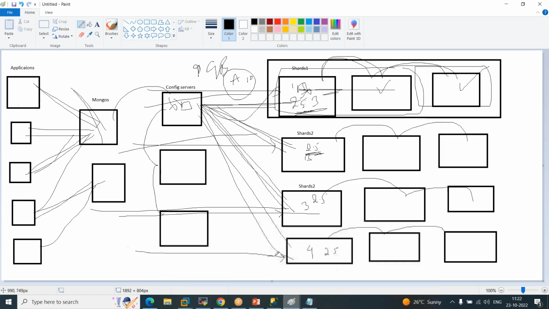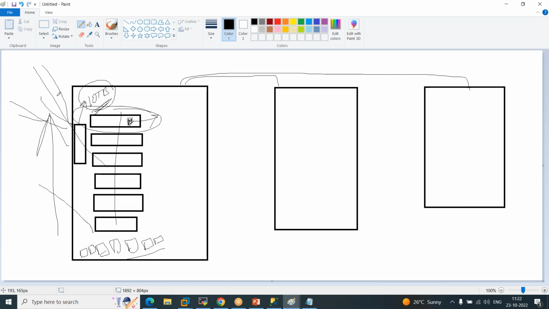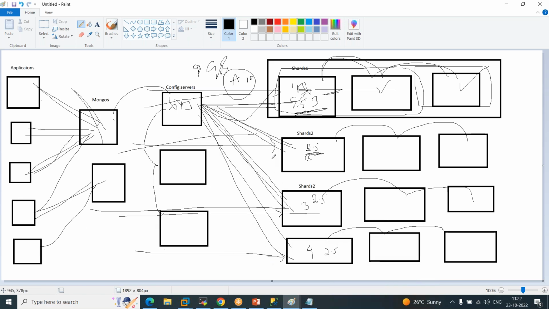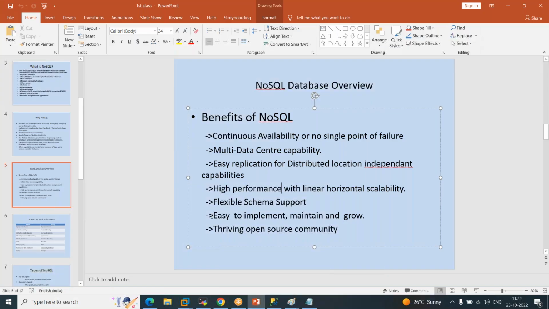But here it is a horizontal computing model. This is a vertical computing model. We'll call it vertical scaling and horizontal scaling. You can use those words also.